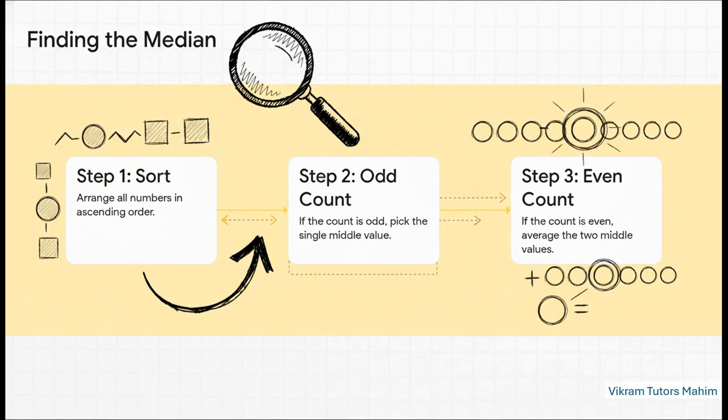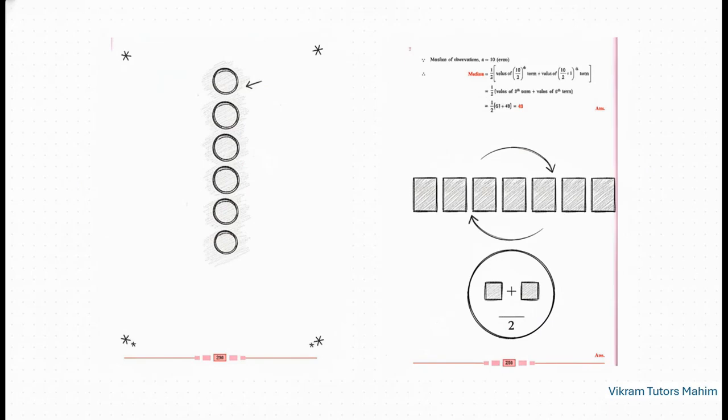But what if you have an even number of values? Then you'll have two numbers in the middle. So what do you do? You just find the average of those two middle numbers. That's your median. And this is a perfect way to see it.